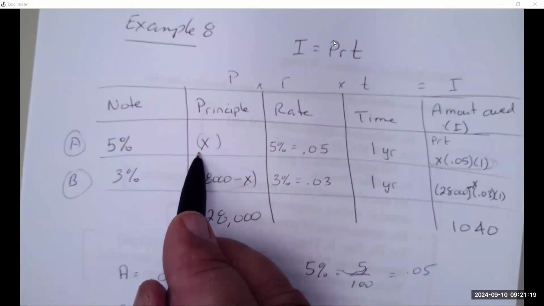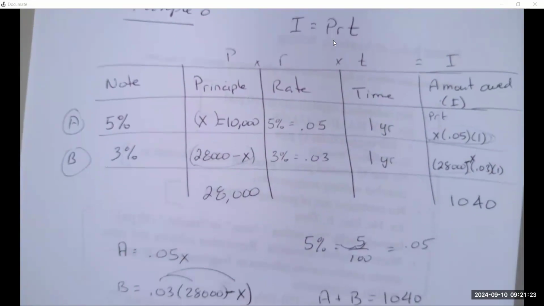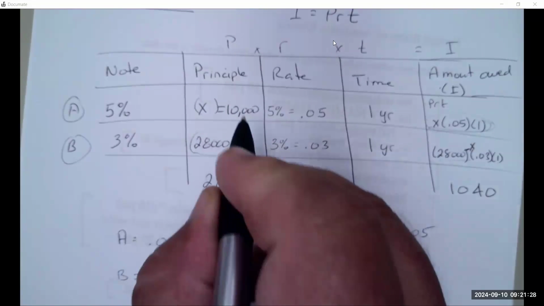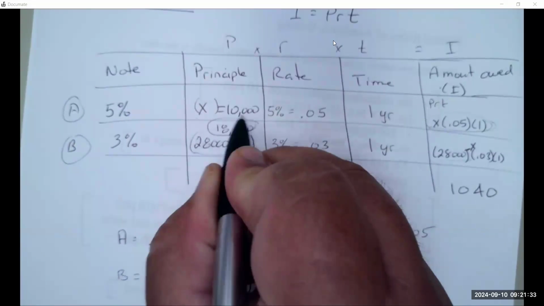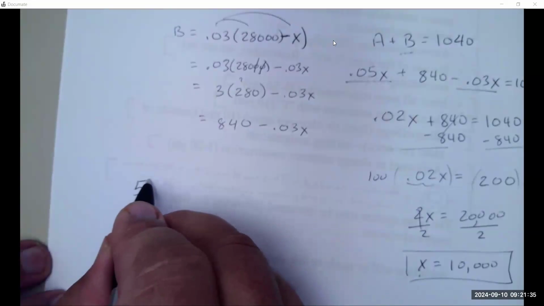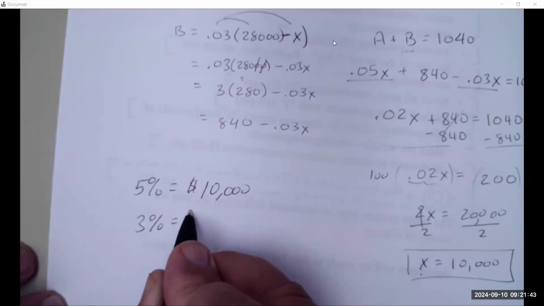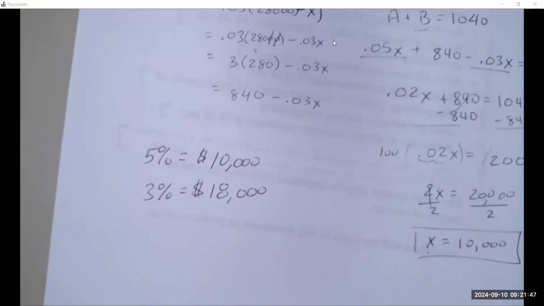$10,000 is X. What does X represent? The amount that 5% borrowed. So the amount that B borrowed is 28,000 minus 10,000, which is 18,000. So those are the amounts. 5% borrowed 10,000. 3% borrowed 18,000. And together they make 28,000.